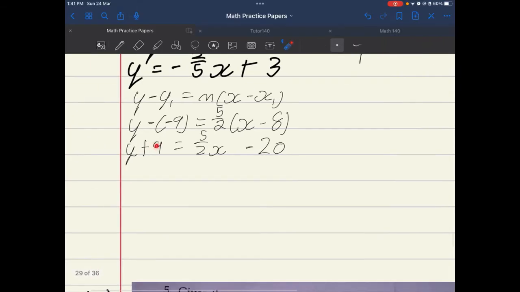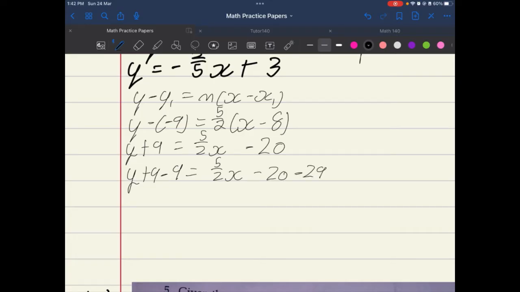So we still have to get rid of this 9, so we have to subtract 9 since it's a positive 9. So y plus 9 minus 9 is equal to 5 over 2 x minus 20 minus 9. So the final answer will be y, these cancel, equals 5 over 2 x minus 29.